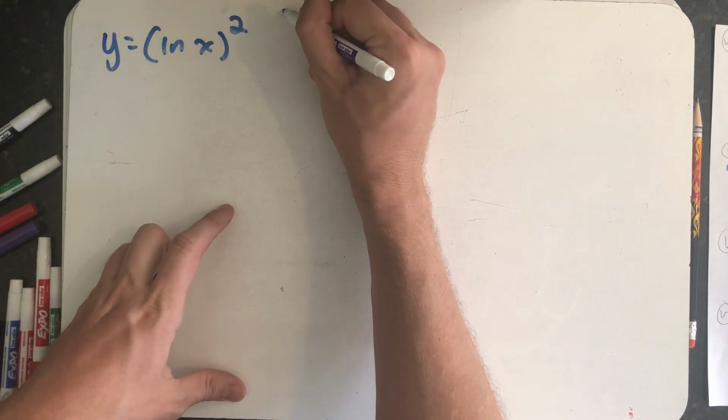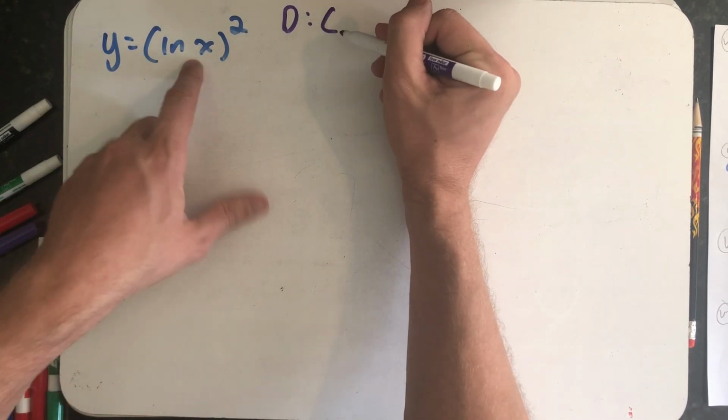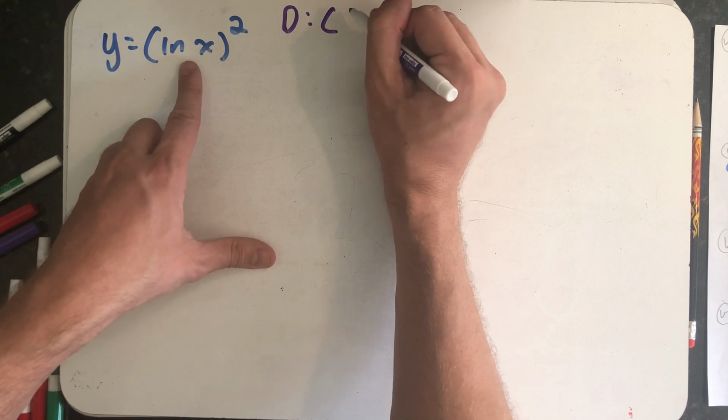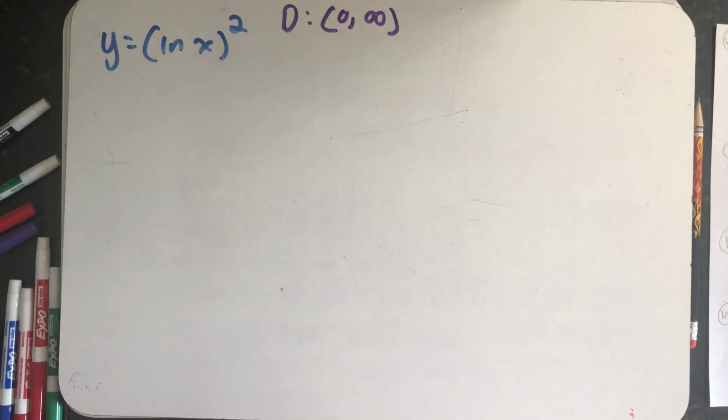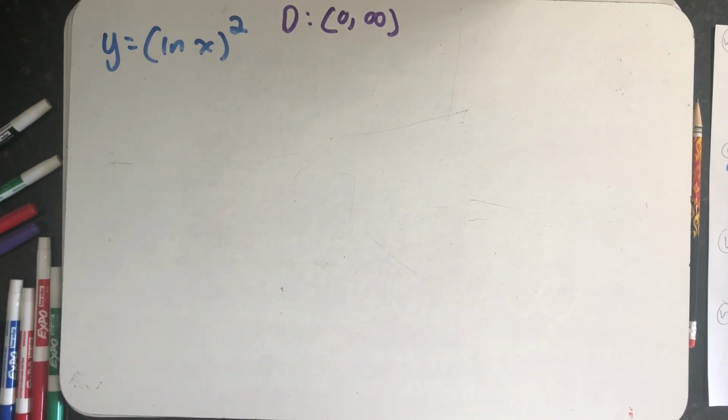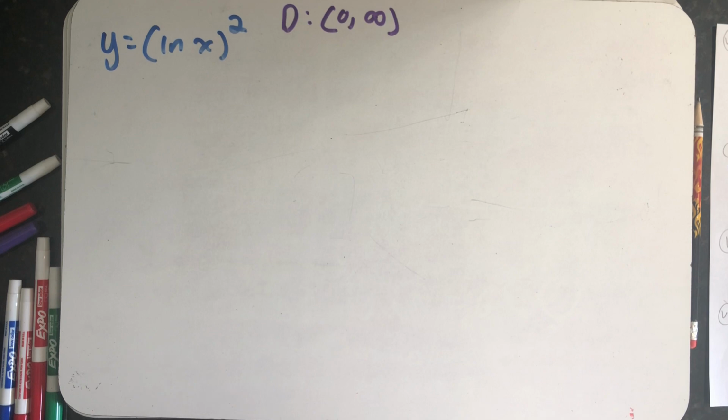I do think we should write down the domain of this function first. Because the natural log is what is on the inside, its domain is the domain of the entire thing, which is just from 0 to infinity. Those are the only x's that can go into the natural log.